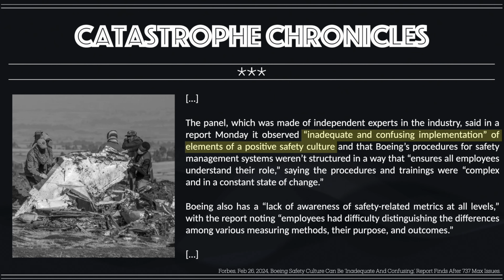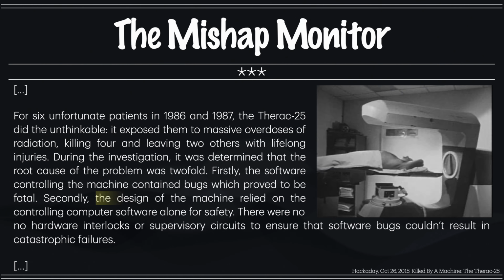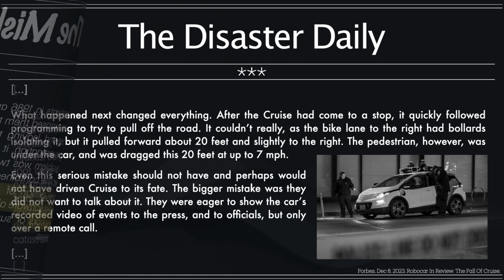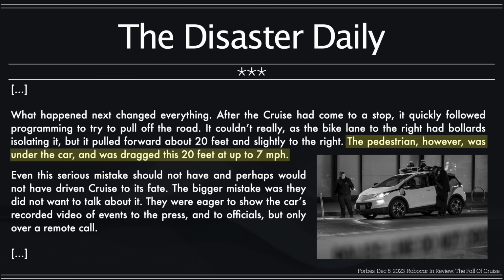Again, there's no shortage of events when we don't quantify risk properly. One example is the infamous Boeing 737 MAX case, where safety measures were inadequate and confusing. Another one is the infamous Therac-25 case in the 1980s, where patients were overdosed with radiation because safety measures were not implemented in the software system. And a more recent example is Cruise having a pedestrian dragged under their autonomous car, which essentially caused their downfall afterwards.